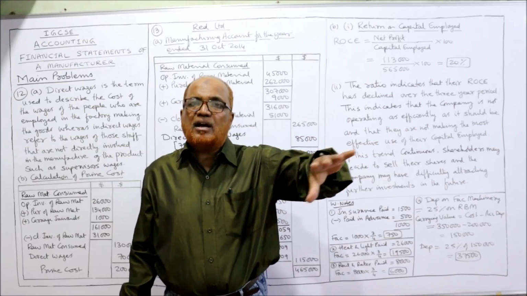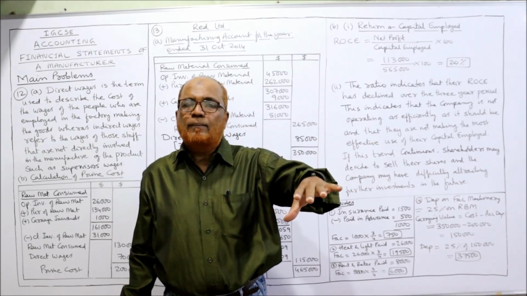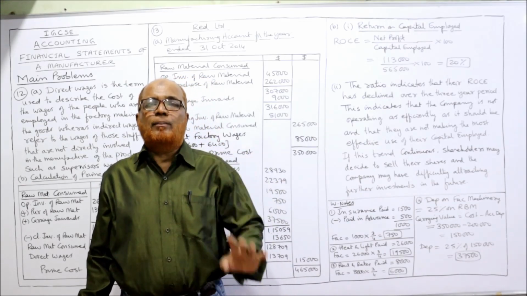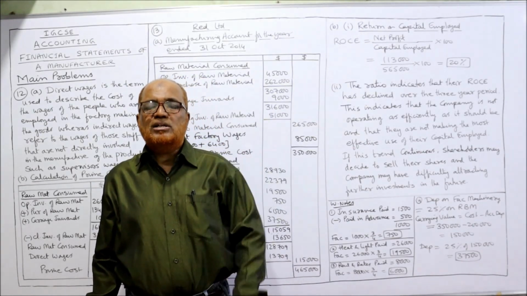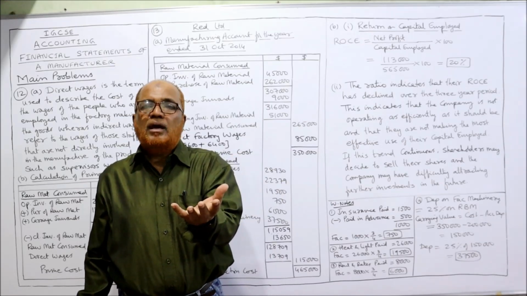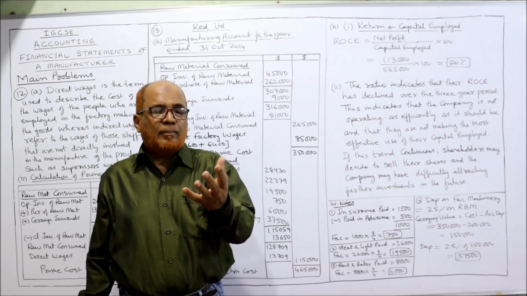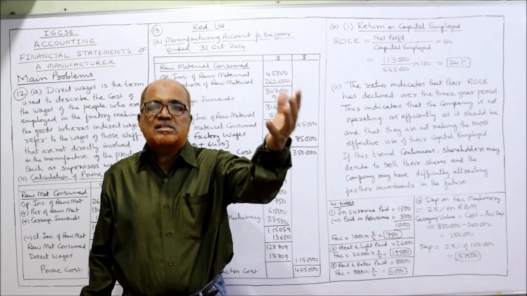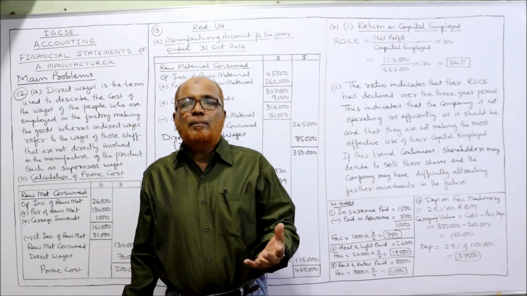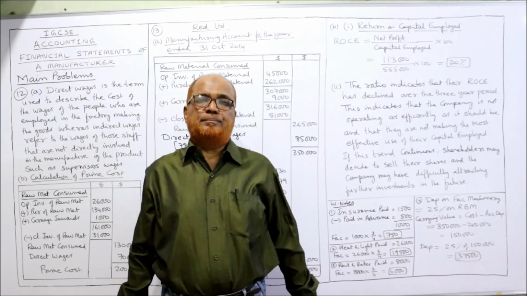If this trend continues, that means every year ROCE declines further, then what will happen? The shareholders will lose the hope of the company. They will sell away the shares. When they sell away the shares, the company cannot be able to procure new funds. They cannot be able to convince the new investors to come and invest in the company. The company will find it difficult to raise further capital.